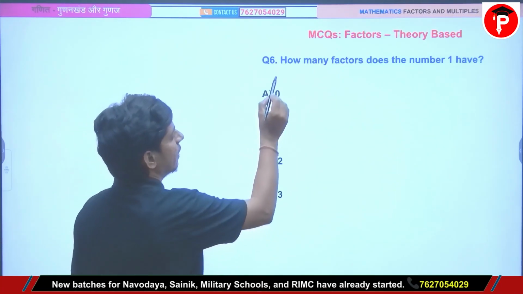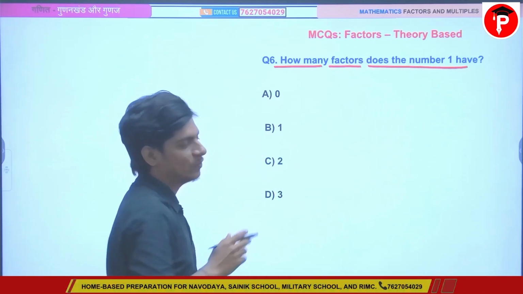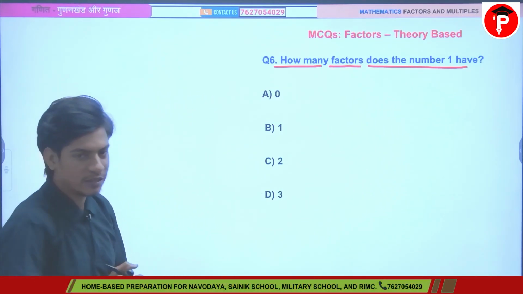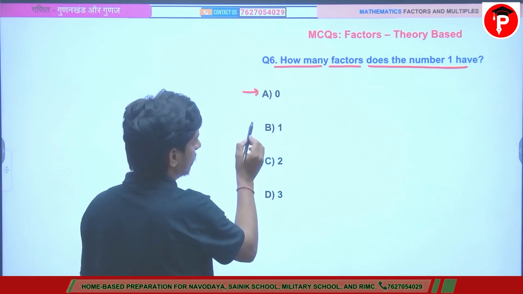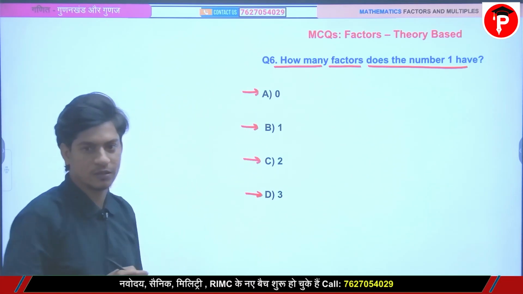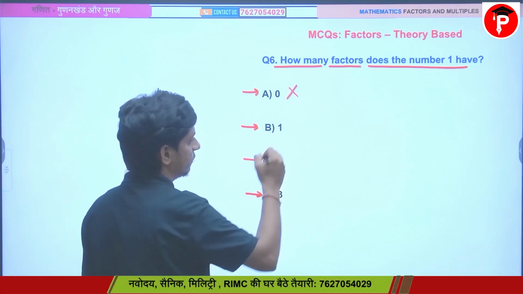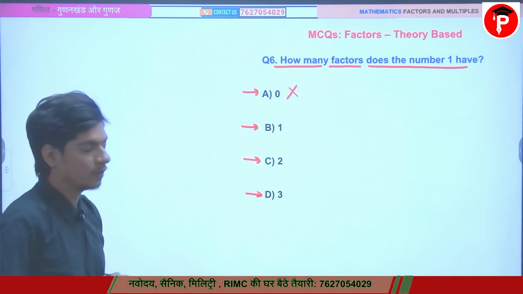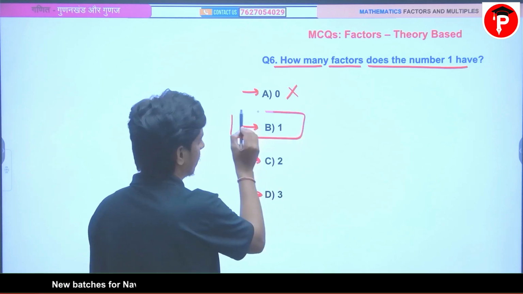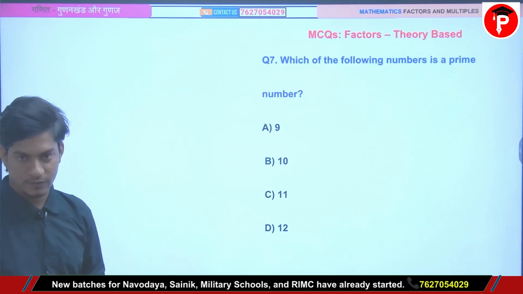Okay, next. How many factors does the number 1 have? Yes. How many factors does 1 have? 0, 1, 2, 3. Just think. Some are saying 0. 0 is wrong. Yes, B. This is the correct answer. The number 1 has one factor.